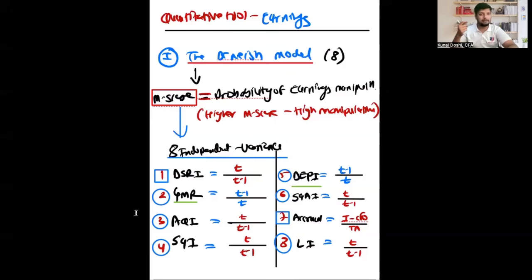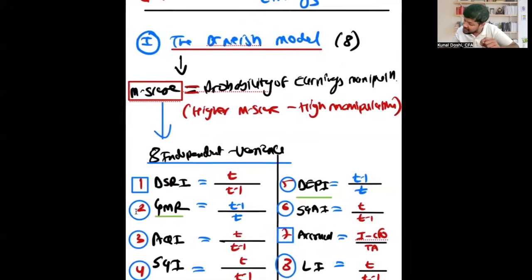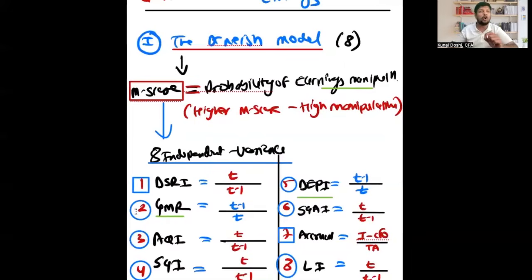And one of the very famous measurements, I will directly go to that quantitative tool, which is the Beneish model. It's an eight variable model. There are eight independent factors. This multi-factor model is used to determine if there is any earnings manipulation or not. It is called a probit regression model. It estimates the probability of earnings manipulation using these eight variables.